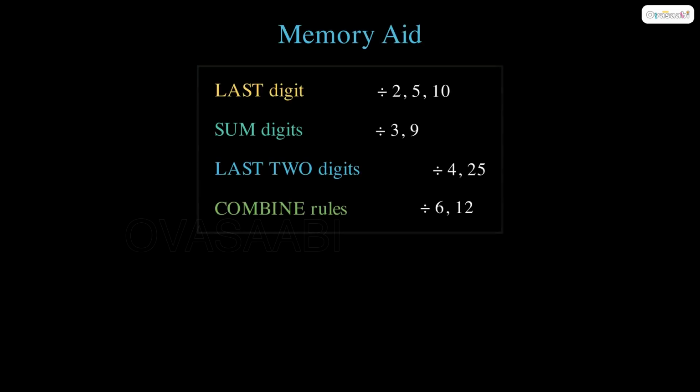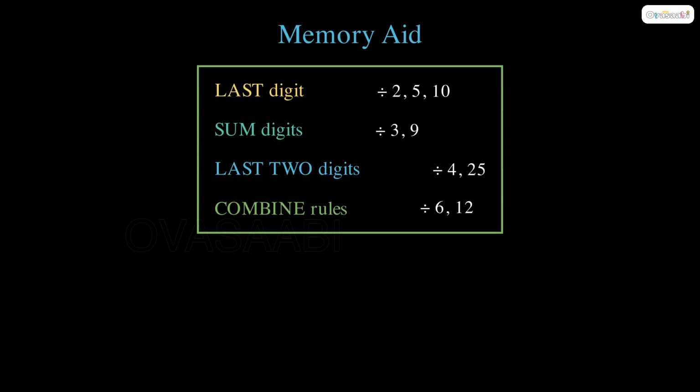Memory aid. Last, sum, last 2, combine. Last digit for 2, 5 and 10. Sum digits for 3. Last 2 digits for 4 and 25. Combine rules for 6 and 12.